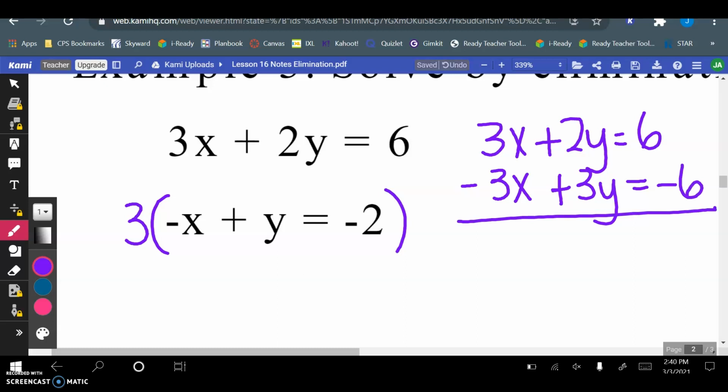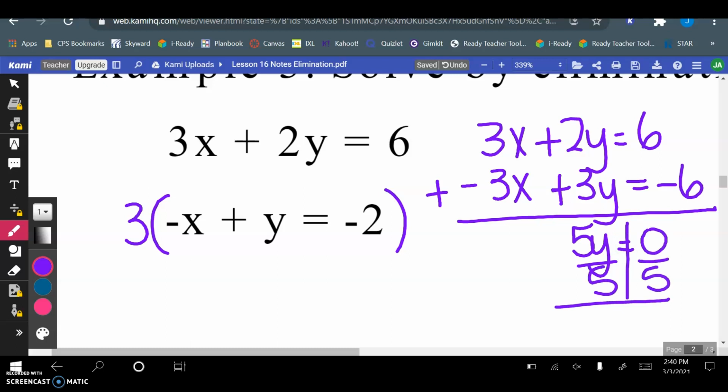Make sure that you multiply that last number by whatever you pick to multiply by, because a lot of people forget to do that and then your answer is off and everything from here on out is going to be wrong. All right, so adding, going straight down, the 3x and the negative 3x would cancel, make 0. 2y plus 3y is 5y, and 6 plus negative 6 would be 0. Then I have to divide by 5, so y is 0.